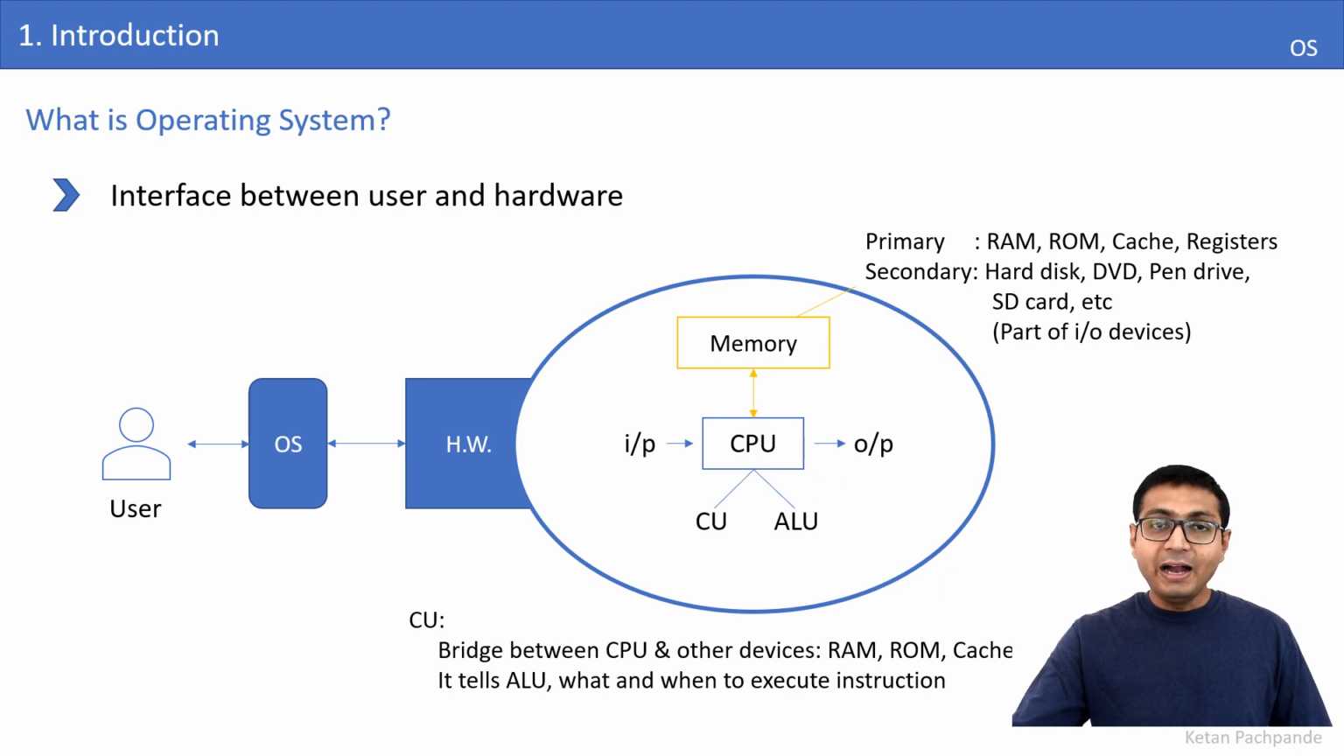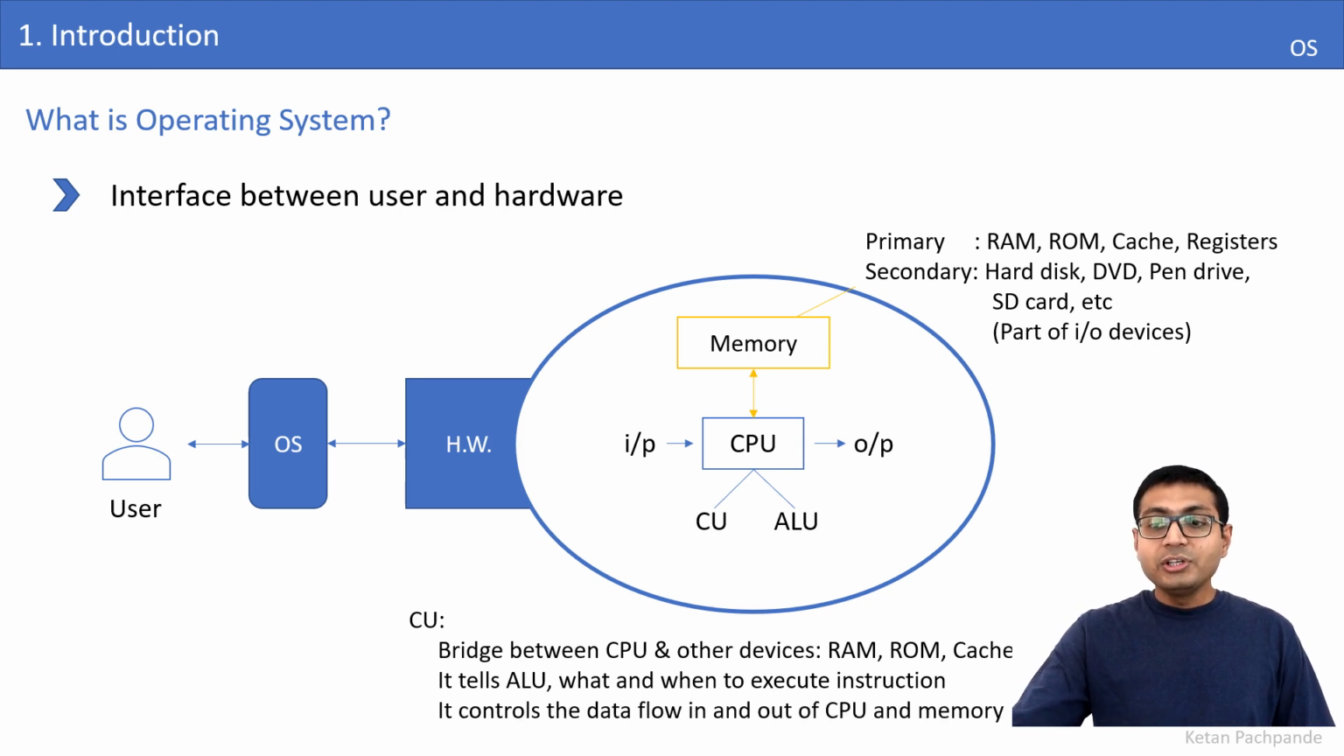And the ALU is the heart of the CPU which executes your arithmetic and logical instructions such as add instruction, subtract instruction, multiplication, and logical instructions such as OR, AND, etc. So in short, the CU controls the data flow in and out of the CPU. The ALU cannot do that.